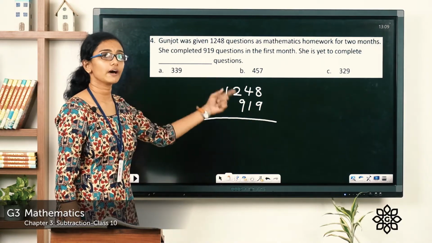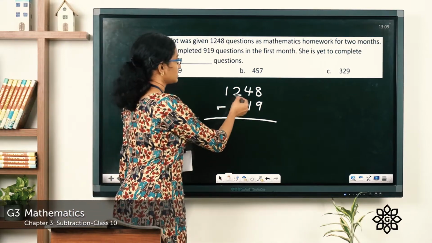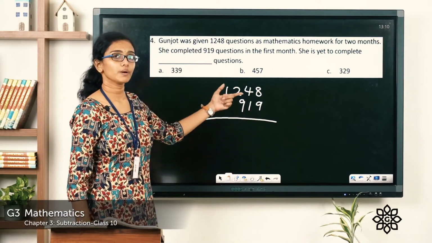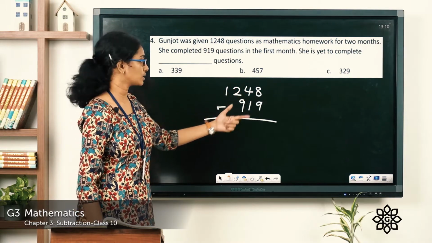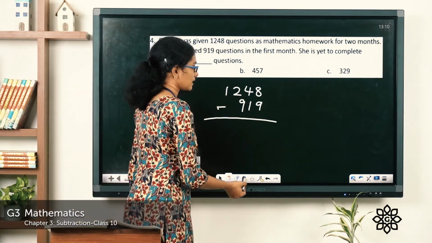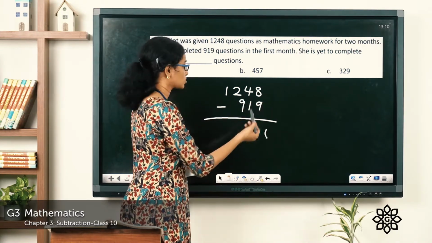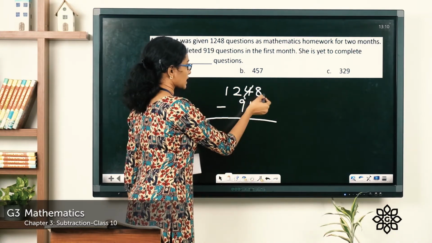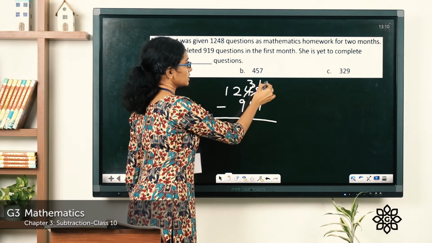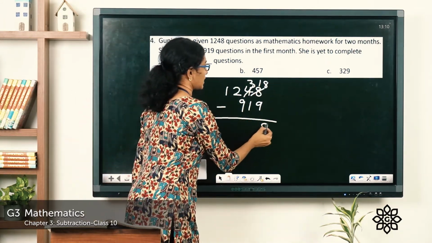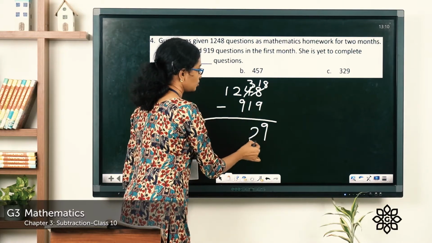How do we find that? We have to subtract the number of questions she completed from the total number of questions she was given. So these are the values. Let's do the subtraction. We cannot take away 9 from 8. So what do we do? We borrow and regroup. So this will become 3. This becomes 18. 18 minus 9 is 9. 3 minus 1, it is 2.